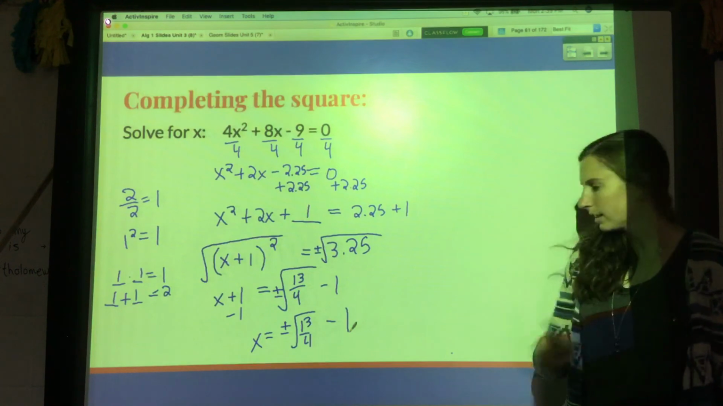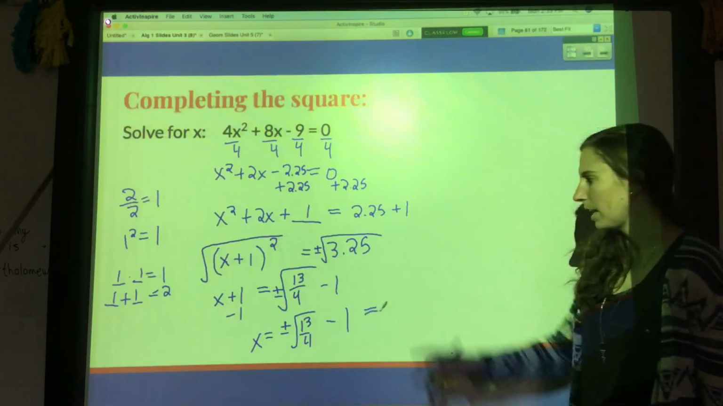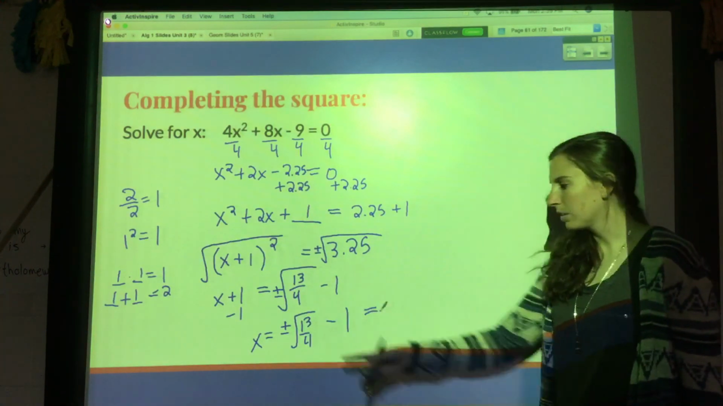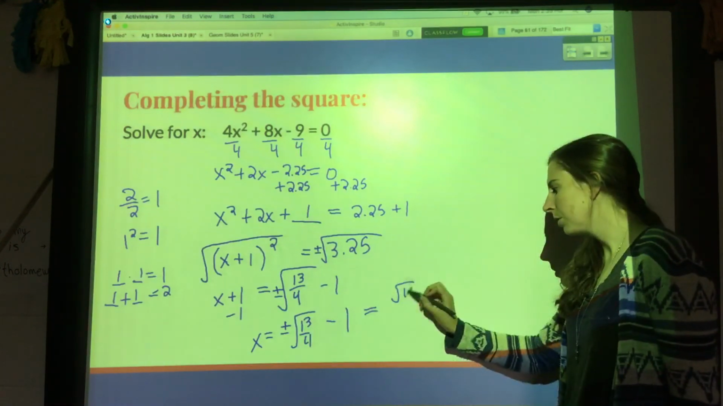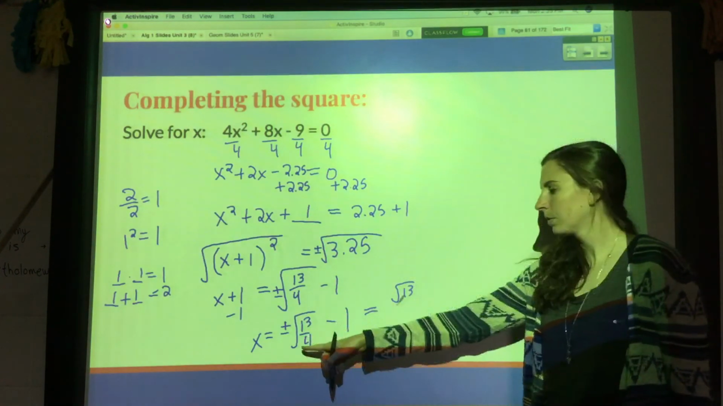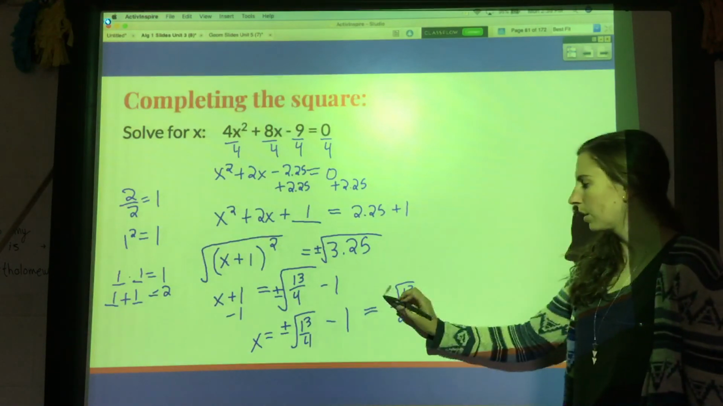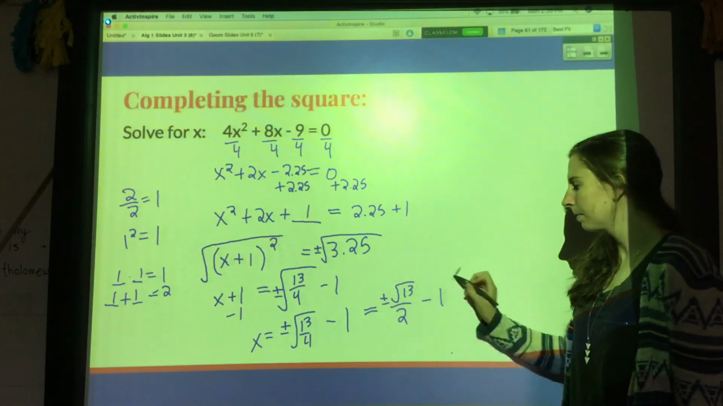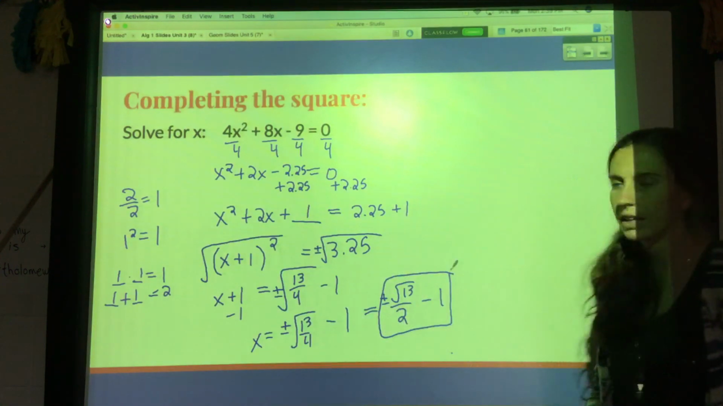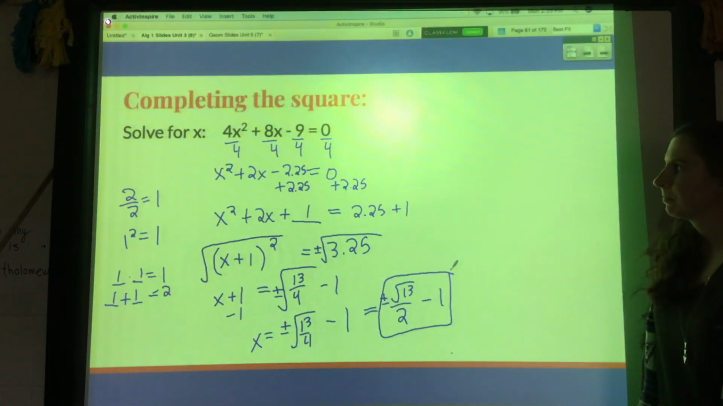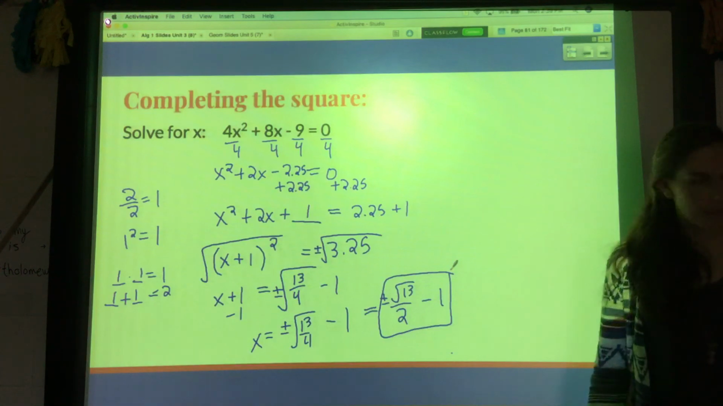You can technically simplify this a little bit more. That's why I changed it back into a fraction, because 13 does not square root, but the 4 does. The square root of 4 is just plain old 2. So I'm going to simplify to that. That's my final answer. All right, that is completing the square.